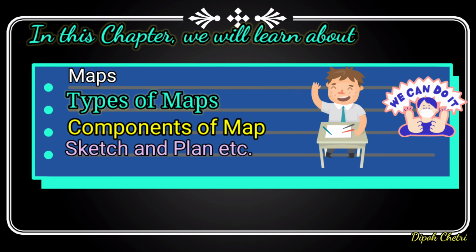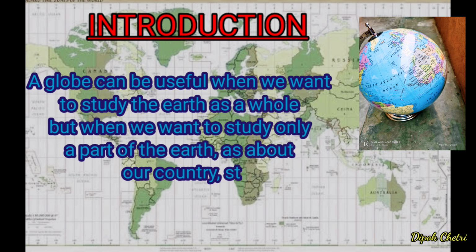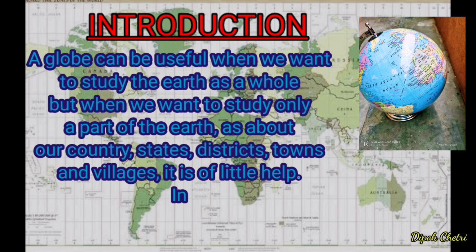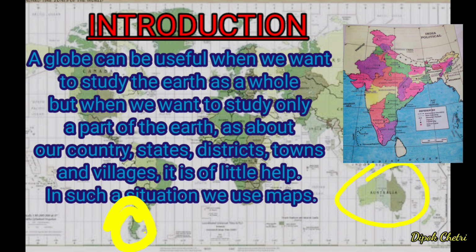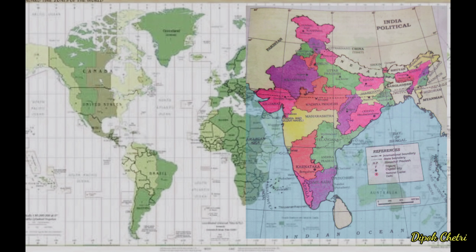Introduction. A globe can be useful when we want to study the Earth as a whole, but when we want to study only a part of the Earth, as about our country, states, districts, towns and villages, it is of little help. In such a situation we use maps.